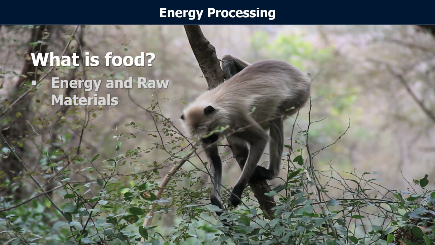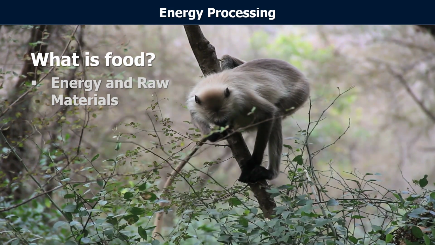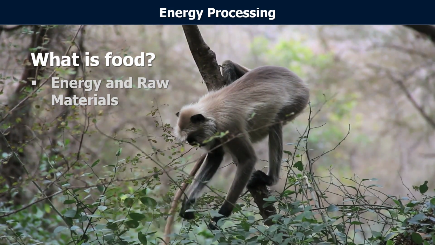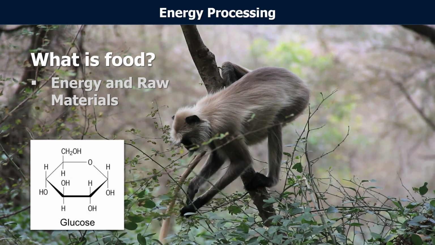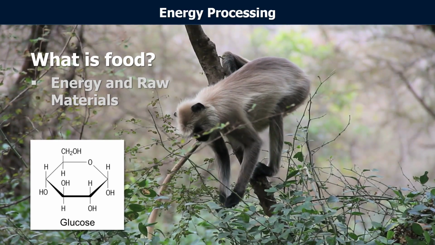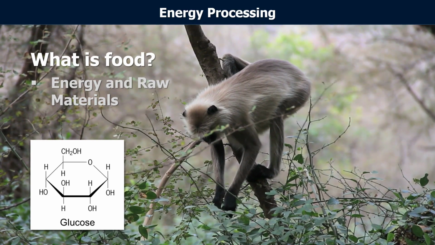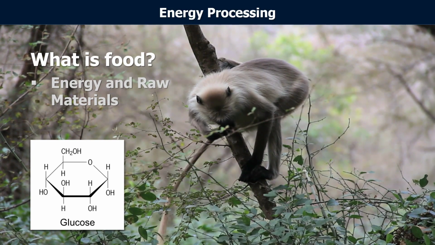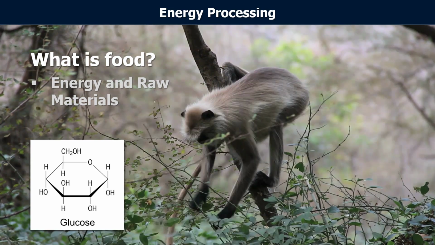Living things need a constant influx of energy and raw materials. And the simplest form of food that comes into living things is glucose. We have said glucose, which is a carbohydrate, it's a monosaccharide. Glucose is our short-term energy storage molecule. And sure enough, glucose is energy and raw materials.